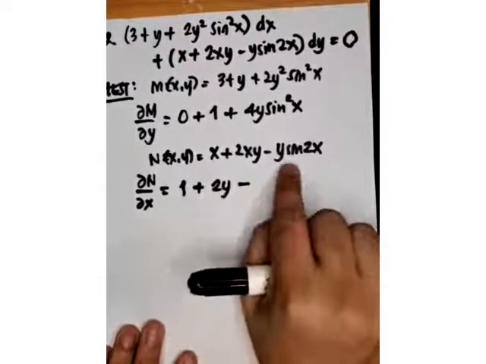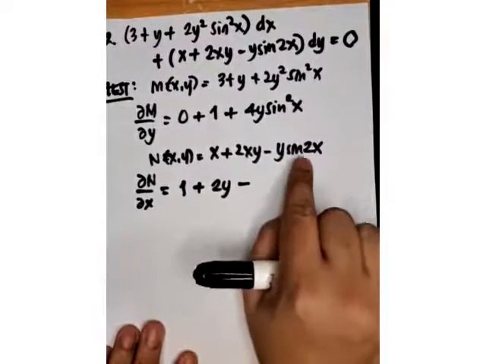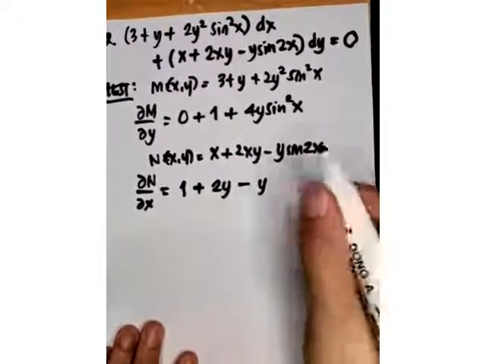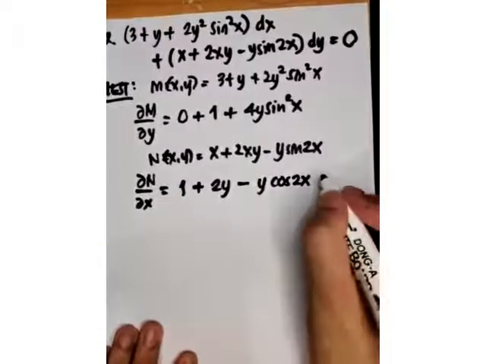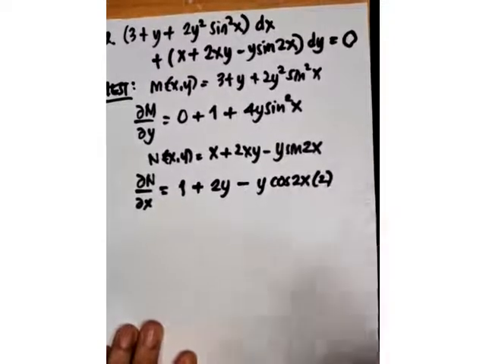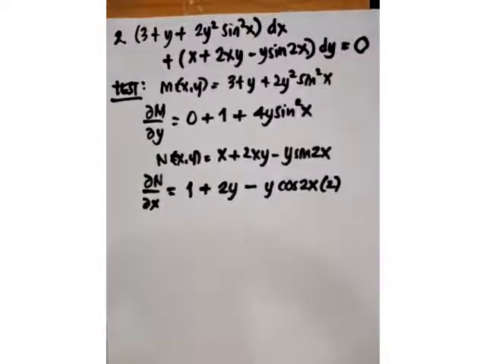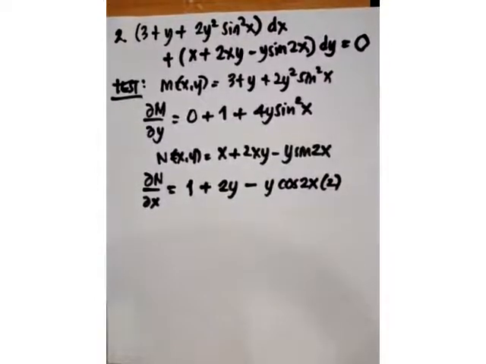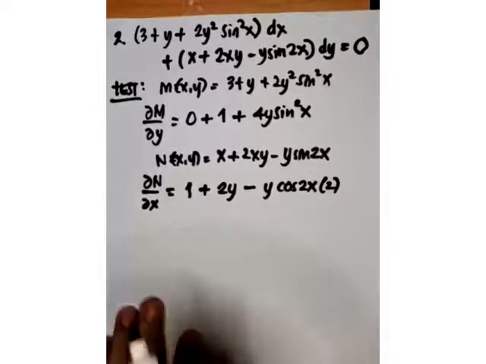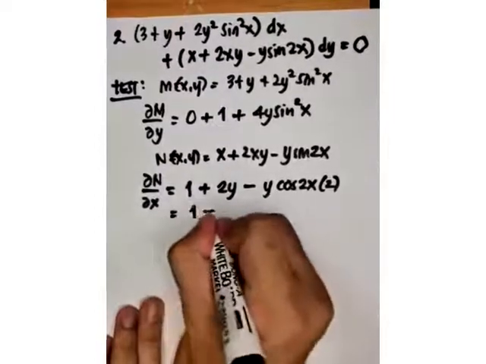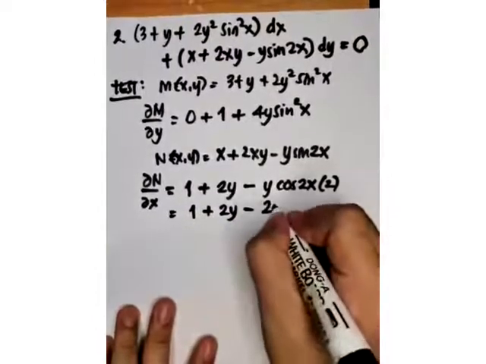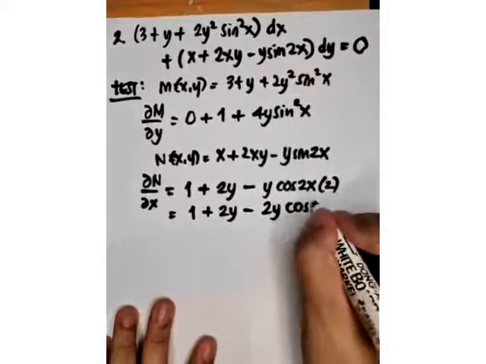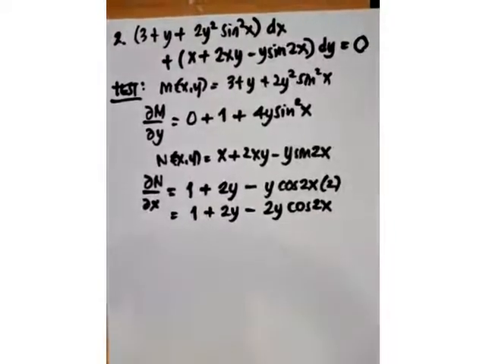Okay, in terms of x. We derive it in terms of x, so that is y times the derivative of this, that's cosine 2x times 2. Tama ba? So let's simplify. So this is 1 plus 2y minus 2y cosine 2x.